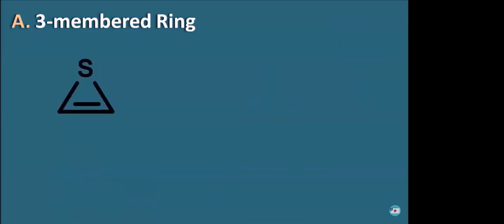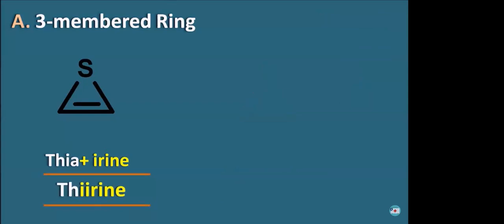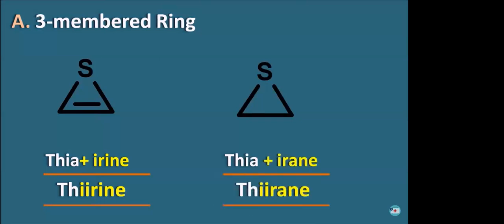Similarly, sulfur can be indicated by thia plus, it is a three-membered ring system and unsaturated, so that is irene. So that is thia plus irene, thiirene. Similarly, for this ring system here, thia plus, if it is saturated, we can write irane. So thia plus irane, that is thiirane.